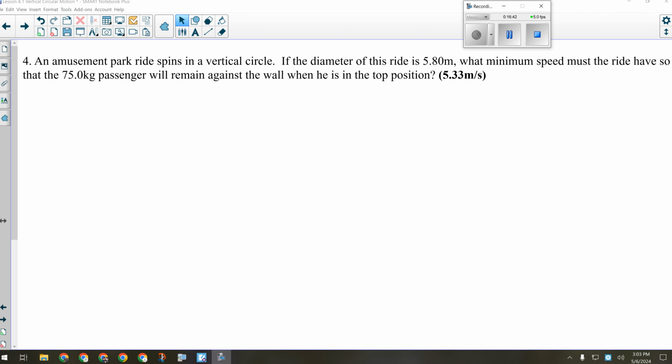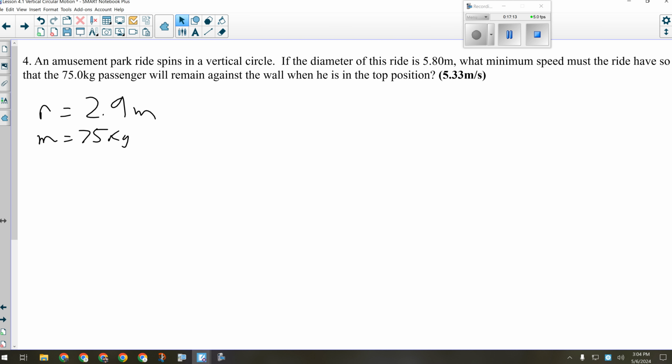All right, guys, let's have a look at number 4 here. So we have this vertical circle. The diameter of the ride is 5.8 meters. So once again, that silly trick where they gave us the diameter, and we only want the radius, so we're looking at 2.9 meters for our radius, and we know the mass, 75 kilograms.